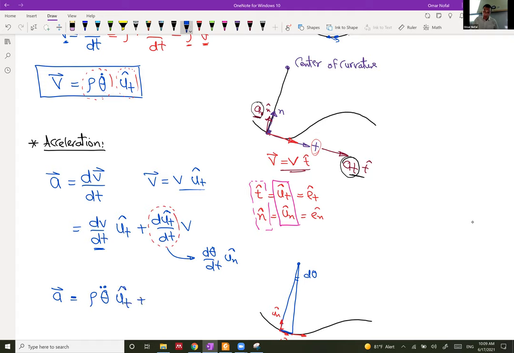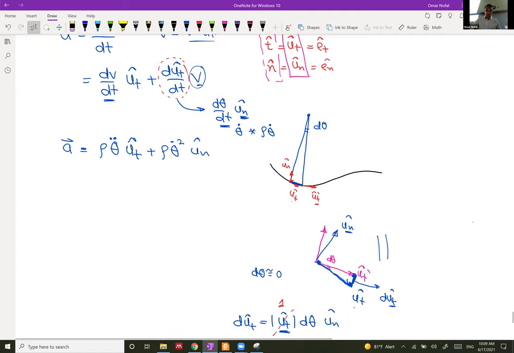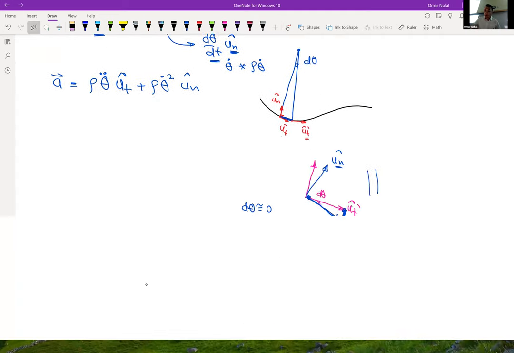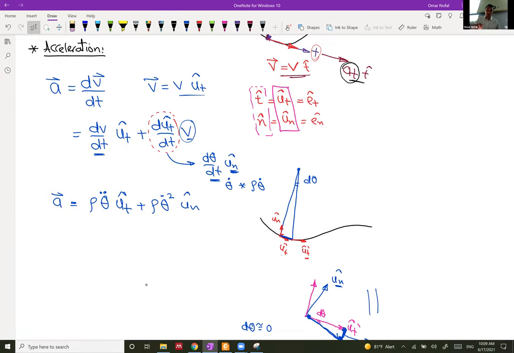And putting this d theta dt, this is theta dot, and we know that v is equal to rho theta dot, so you multiply it by rho theta dot, which is the v here. So it will give you rho theta dot square in the direction of the un hat. So finally, we'll end up with two equations, which are the most important equations for the tangent normal.